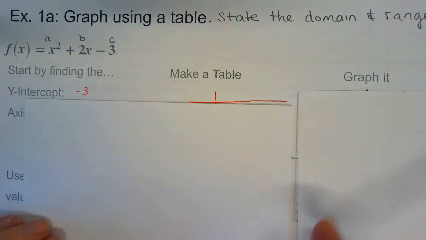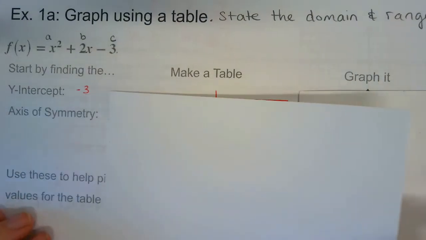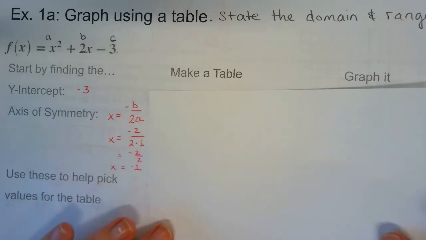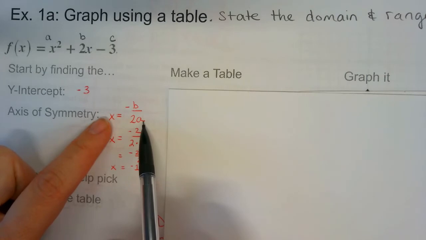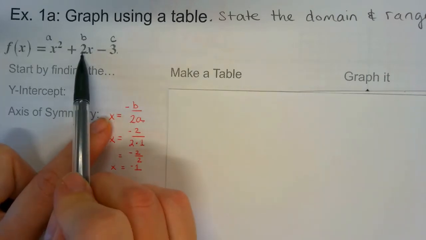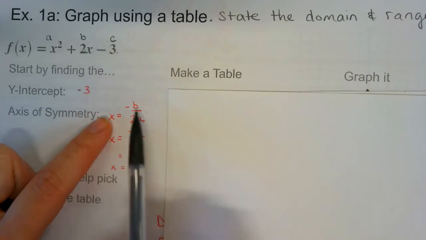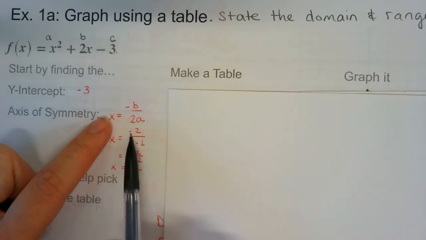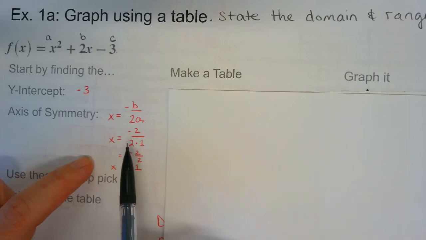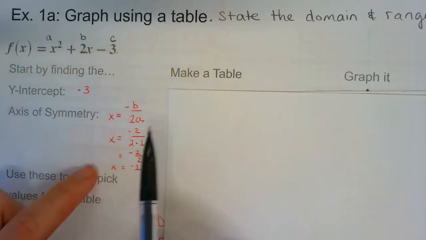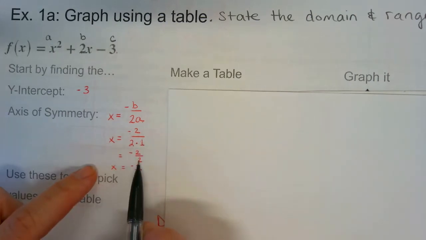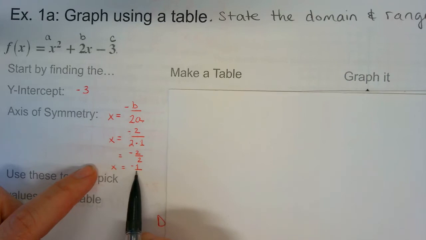To find my axis of symmetry, we again have to use that formula x equals opposite of b over 2a. So what that means is I'm going to take my b number, which is 2, and I'm going to do the opposite of it. So that's why it's -2. Then on the bottom, I'm going to do 2 times my a number, which in this case would be a 1. Then I'm going to simplify. So 2 times 1 is 2. Now I do -2 divided by 2. So my axis of symmetry would be at x equals -1.